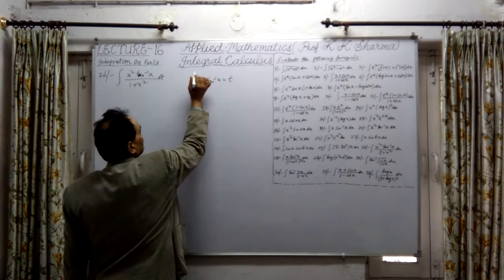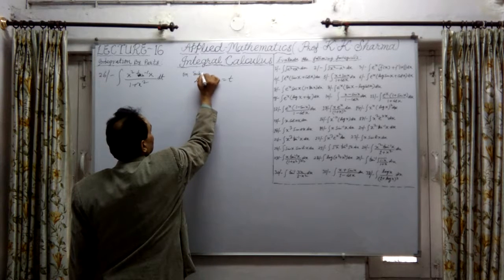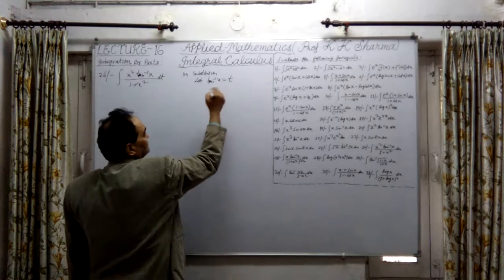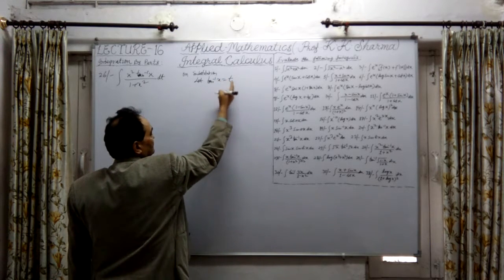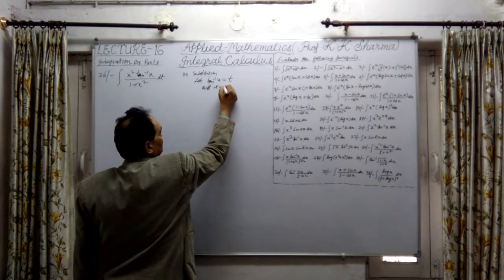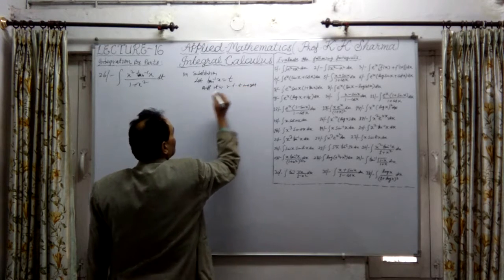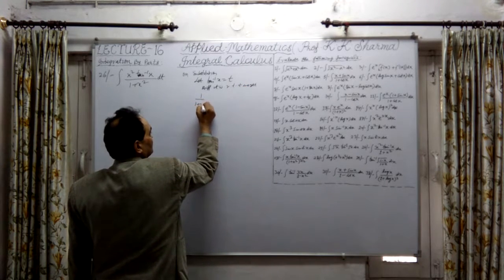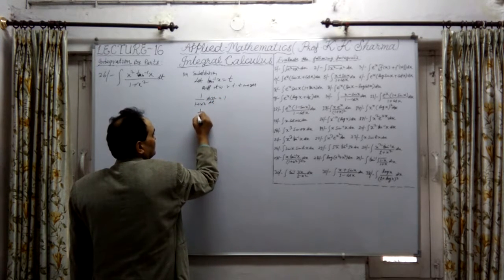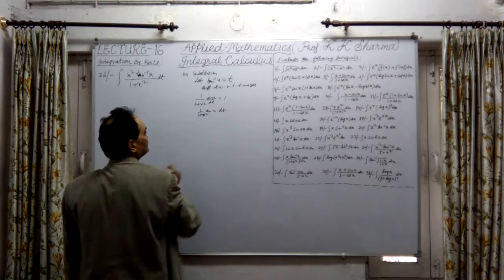Let's do substitution. On substitution, this is the first substitution: tan inverse x equal to t. Differentiating it with respect to t, we get 1 upon 1 plus x square into dx upon dt is equal to 1, or 1 upon 1 plus x square into dx equal to dt.